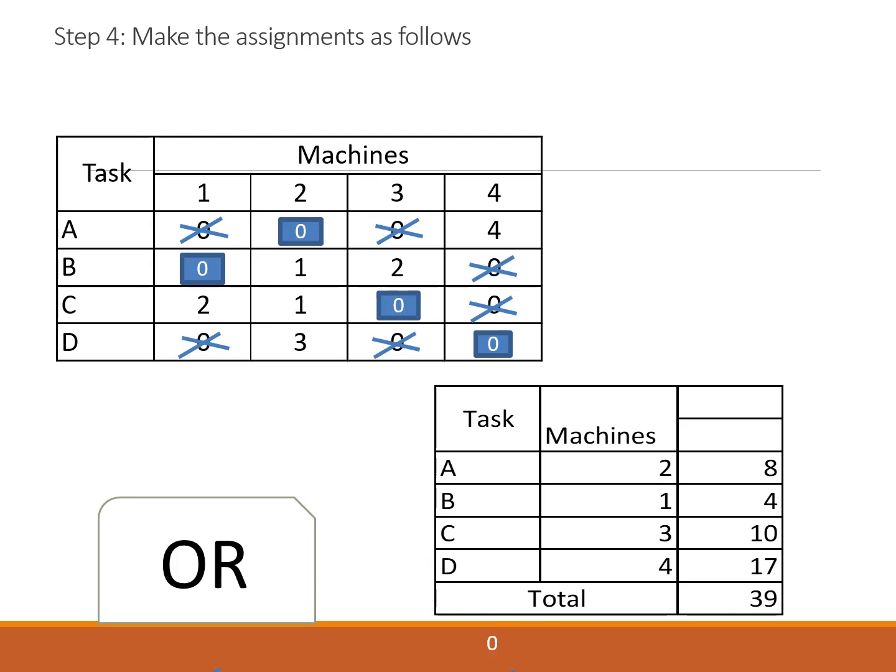So here your assignment is: task A to machine 2 with the value 8, task B to machine 1 with the value 4, task C to machine 3 with the value 10, and task D to machine 4 with the value 17. So the summation of these total values is 39.